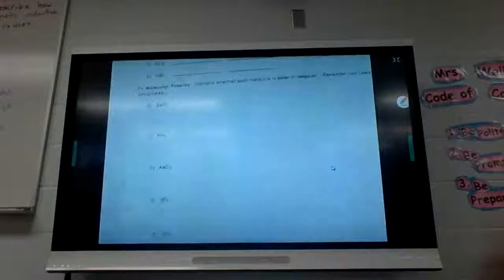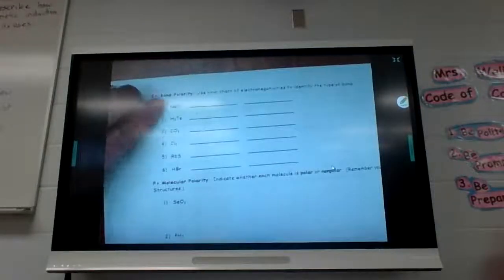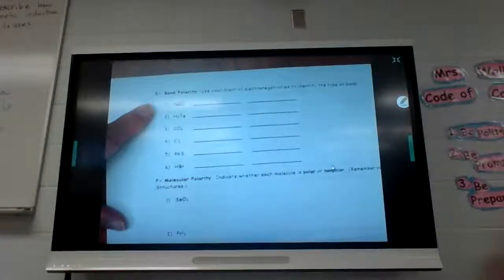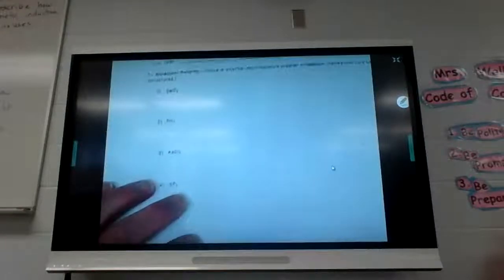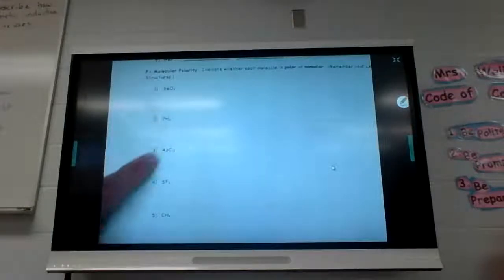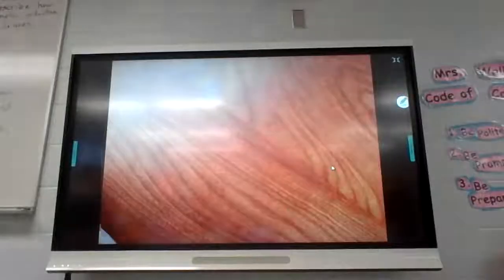On the back. There's a back. It says bond polarity. What are you going to do if it says bond polarity? Subtract. Write subtract up there. Molecular polarity. What are you gonna do here? Look at the Lewis structure. Write it down. We have to draw the Lewis structure.